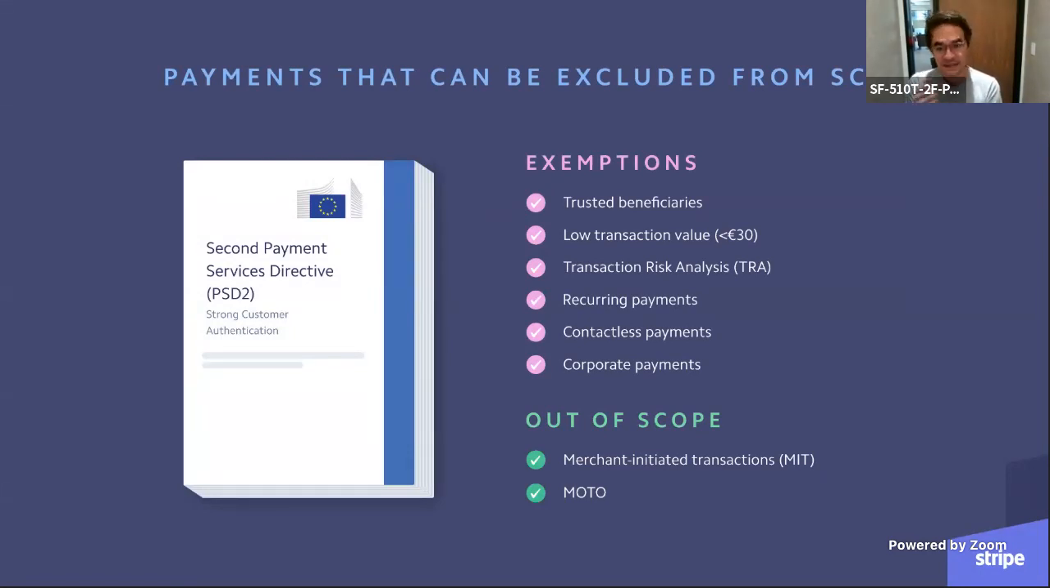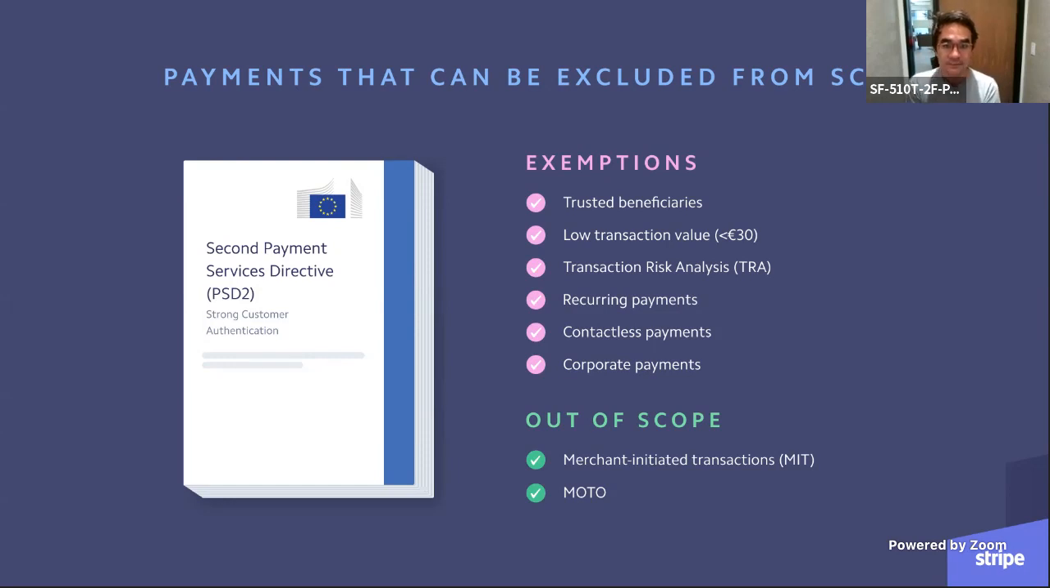Some payments are exempt and some payments are out of scope. For instance, low transaction value payments, such as payments below 30 euros, can be exempt from SCA. Another example is that any payment which is merchant-initiated, for instance subscription recurring payments, does not need to apply SCA as well.